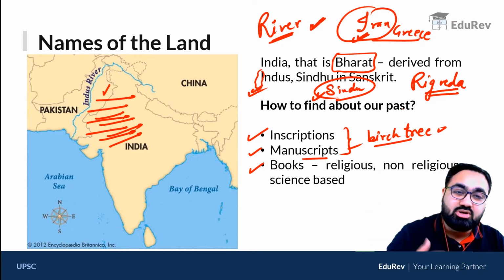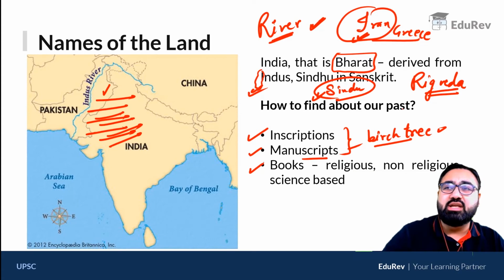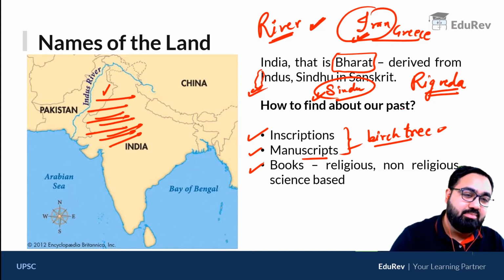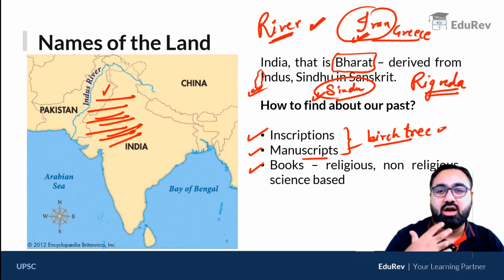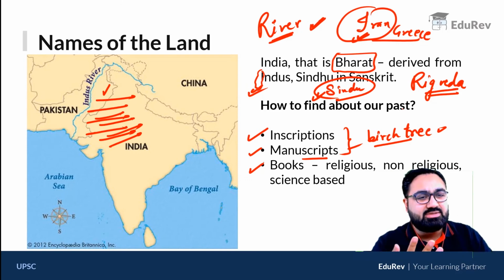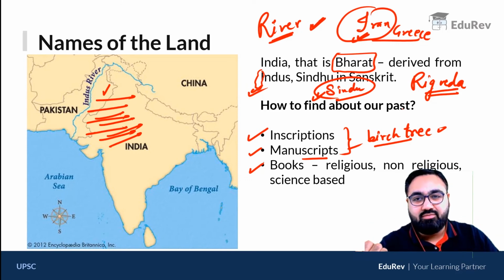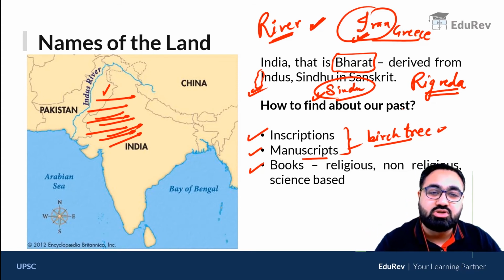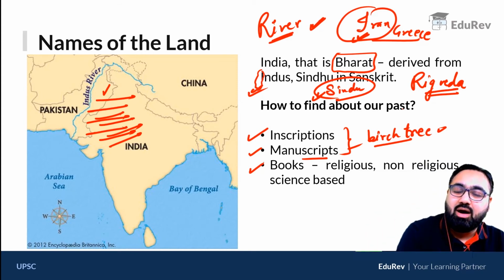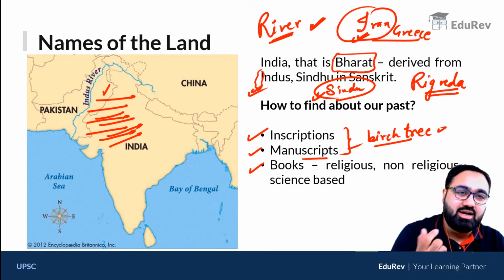Then there are certain books that were written. Now, books in India's history have played a very, very important role in telling us about how the country was. There are religious books, there are non-religious books, there are even science-based books. For example, Chanakya's Arthashastra tells us about how the Mauryan Empire used to function. Sushruta also used a lot of books to tell other people about the invention of science that he was doing. Sushruta Samhita that he wrote.